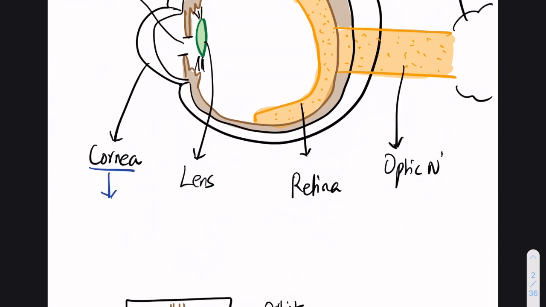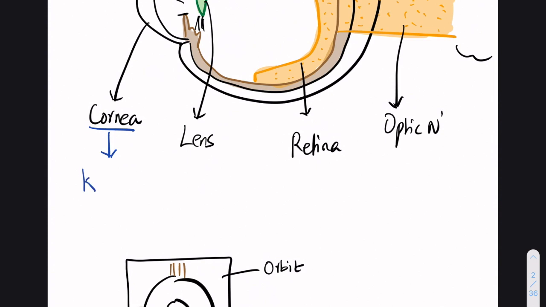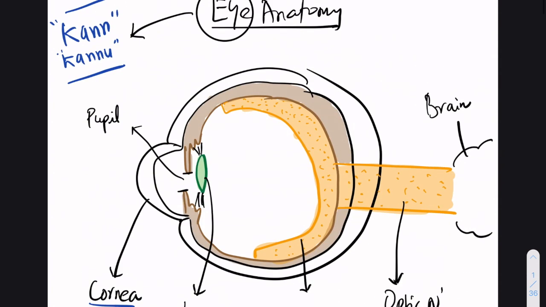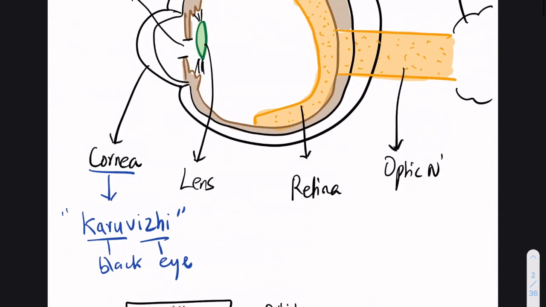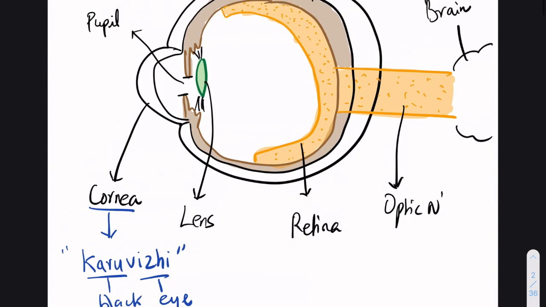For cornea, we call it karuvili. Karu means black, okay. Vili means the eye. So another name for eye is vili, okay. As you all know how cornea looks, though it's transparent, you look from the front, for a normal person it looks black. So that's why you call cornea karuvili, okay.